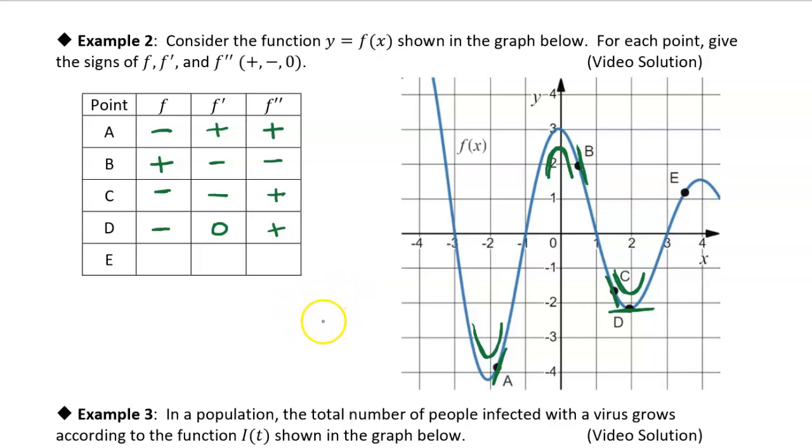All right. Point E, we've got one more point. It looks like the value of the function is above the x-axis, so it's positive. For the first derivative, I want to draw the tangent line at that point. All right, so I'm going to draw a tangent line at that point. It looks like the slope of that tangent line is positive. So the first derivative is positive. And then the function is concave down, right? It's like an upside down U at that point, right? So that tells us that the second derivative is negative.